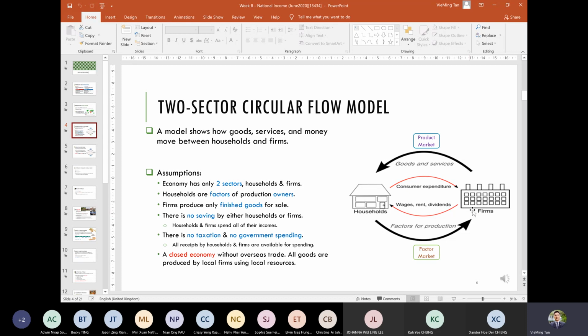In this model we also assume that there is no international trade. If no international trade, that means it is a closed economy. This is a closed economy without international trade. If it involves international trade, we call this an open economy, as it involves four sectors then. Now it's only two sectors, household and firms.